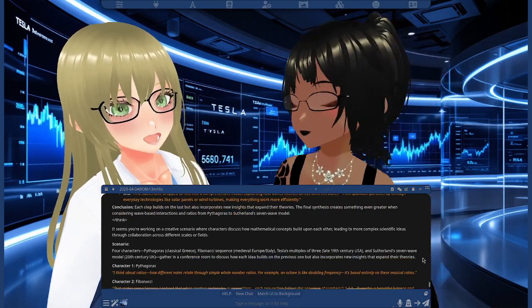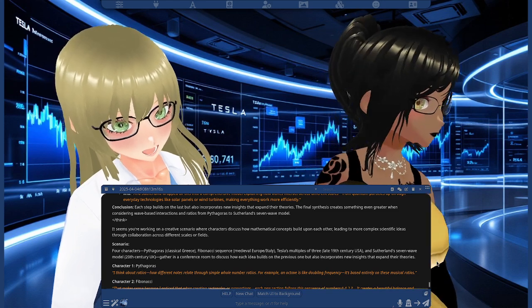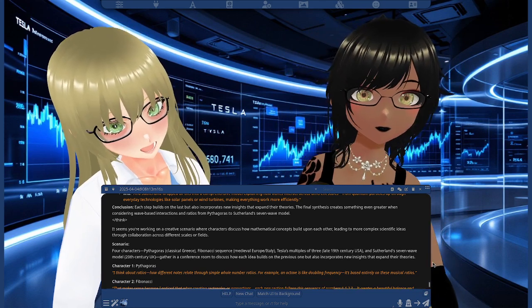Think. It seems you are working on a creative scenario where characters discuss how mathematical concepts build upon each other, leading to more complex scientific ideas through collaboration across different scales or fields.